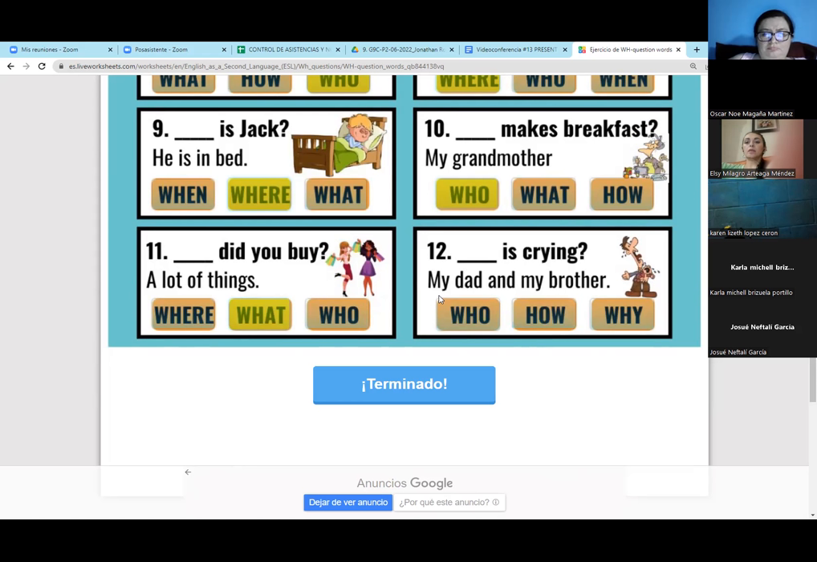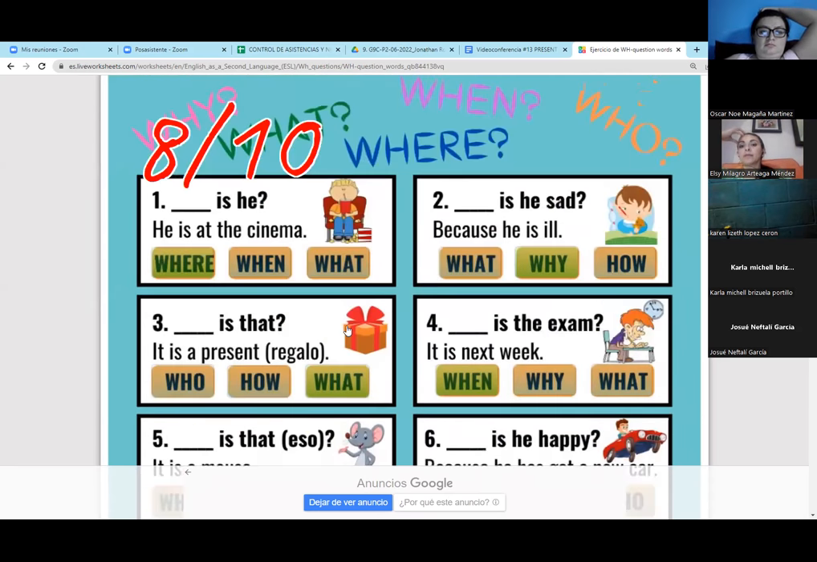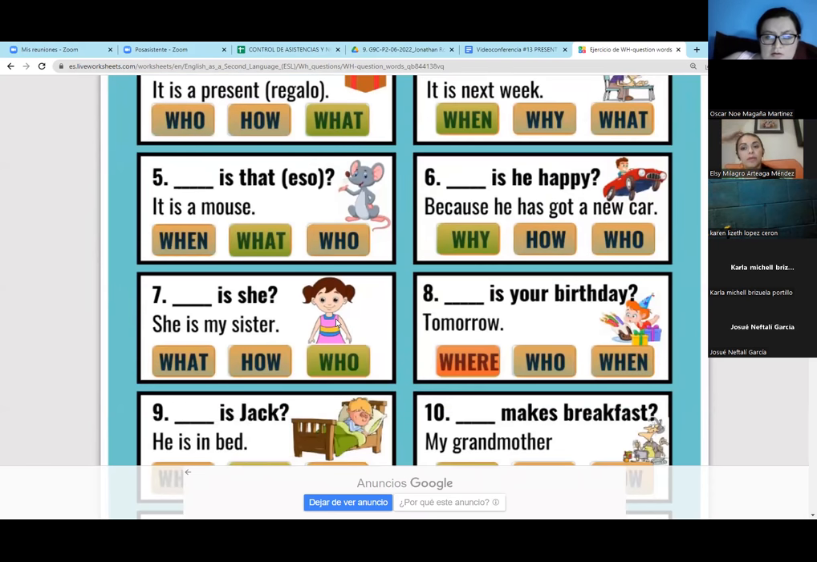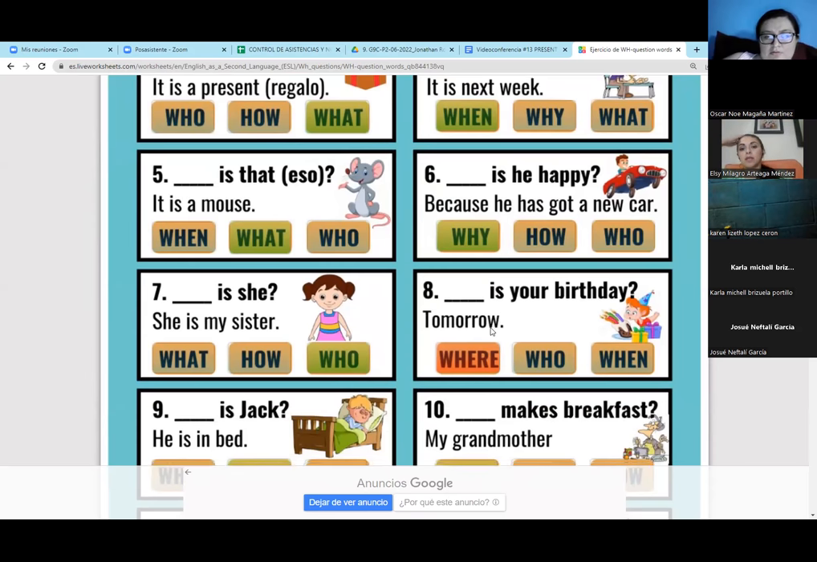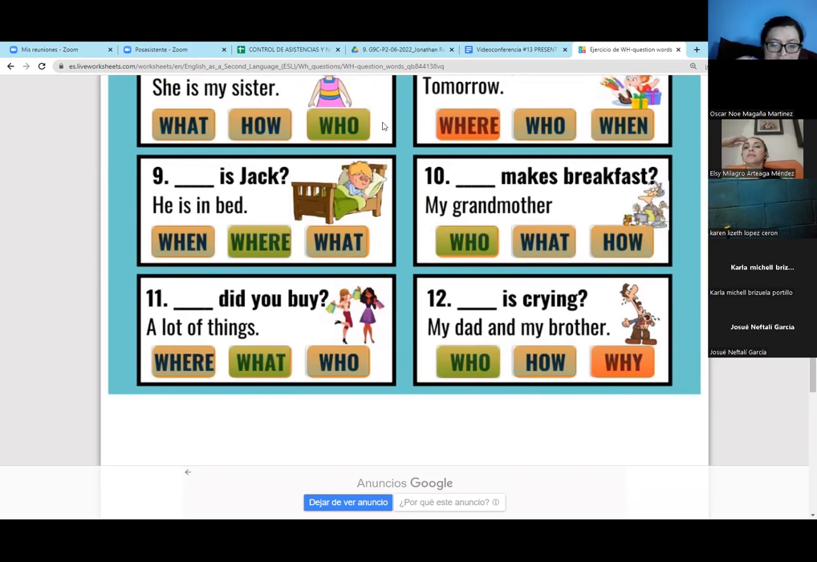Number 12. Why is crying? Mi papá, mi hermano. Veamos. Are you sure con la número 12? Who is crying? ¿Quién está llorando? Ok, veamos. ¿Cuáles nos colocamos? Where? ¿Cuándo sería la número 8? When. Who. Why is crying? Why? ¿Sí, quién está llorando? Who is crying exactly? Muy bien. Excelente.